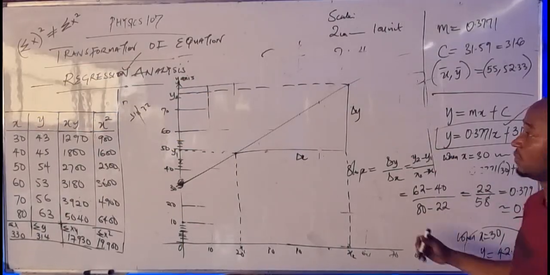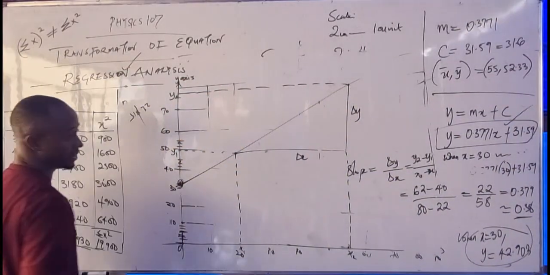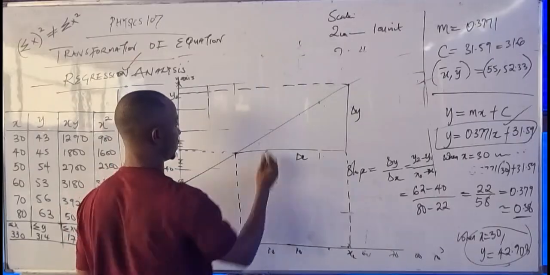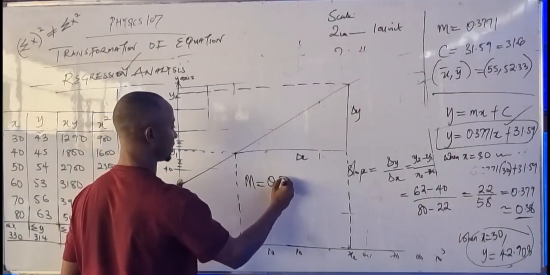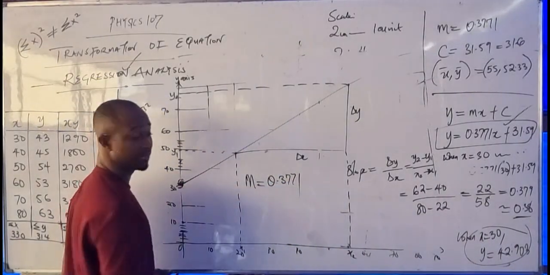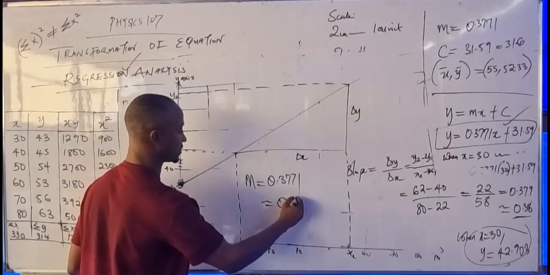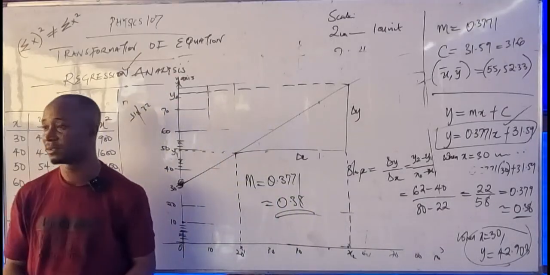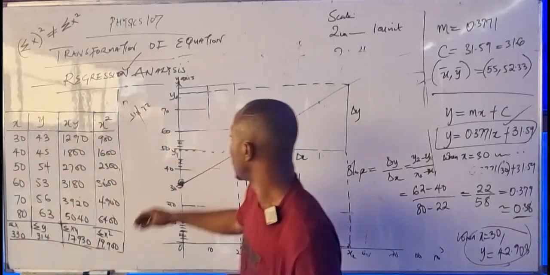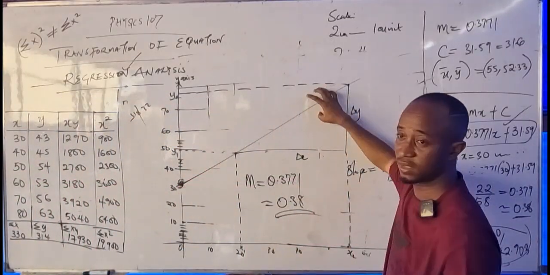What's our slope from our regression calculation? This is our M. 0.377, which is also 0.38. Are you seeing it now? Your slope from your calculation must be in line with your slope from the regression.